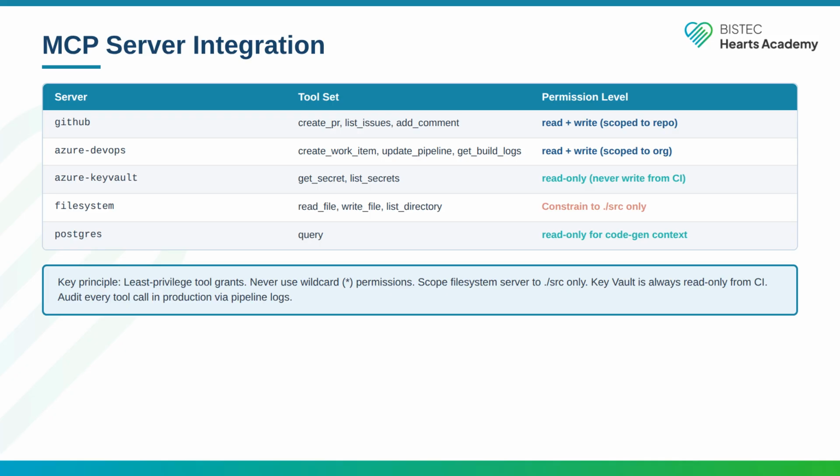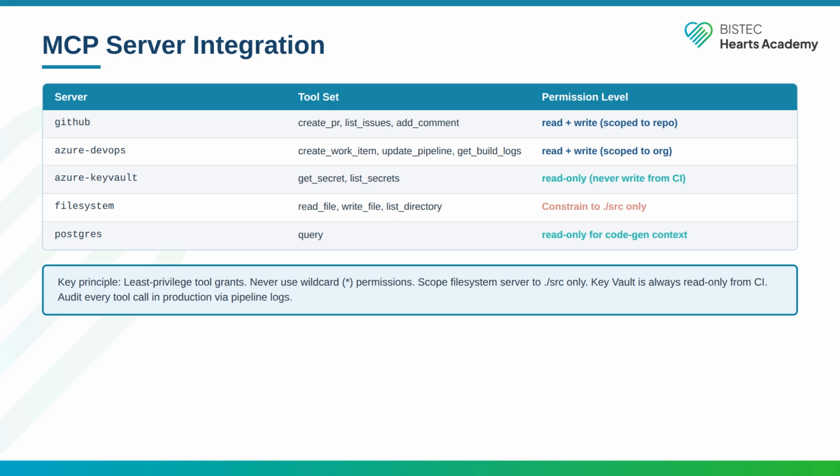The Azure Key Vault MCP server should always be read-only from CI environments. Claude needs to read secrets to pass them to other tools, but it must never be able to write or update Key Vault entries from a pipeline. If Claude could write to Key Vault, a misconfigured pipeline could overwrite your API keys.